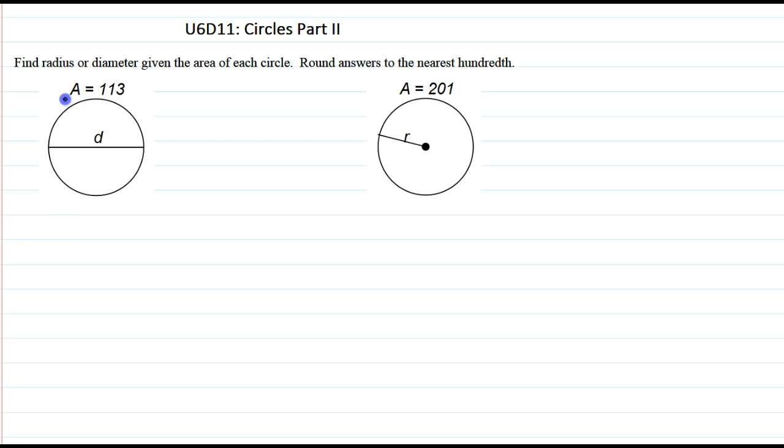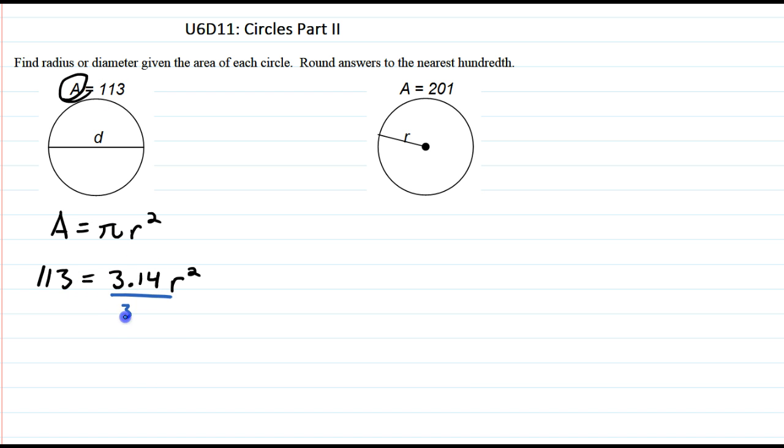Since they're talking about area, we want to write the area formula for a circle: A equals pi r squared. They tell us the area is 113, so we replace the A with 113. Pi we know is 3.14. What we don't know is the radius, so we'll just leave that as r squared. Now we just solve the equation like we normally would.